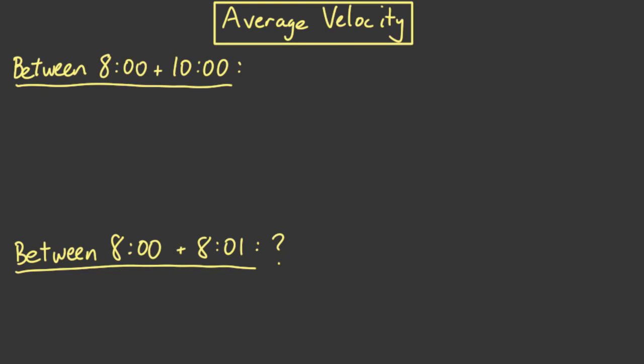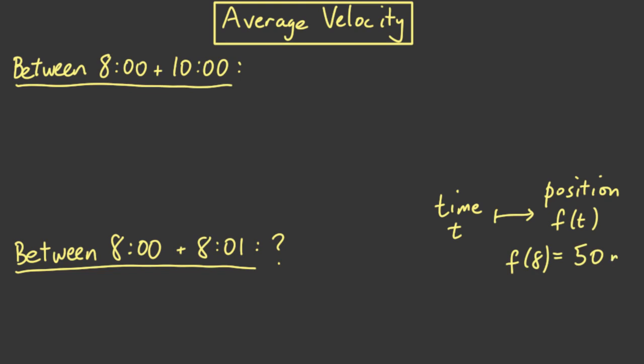All right, we're going to have a lot of numbers floating around here, so let's get some notation to organize all of this. We know that position is a function of time. So if we have t as representing time, then we can say that f of t is position. So our initial data was that our position at 8 o'clock was 50 miles. So f of 8 equals 50. And our position at 10 o'clock was 220 miles.